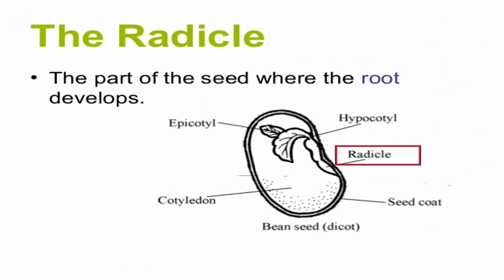Now, the second important part of the embryo is the radicle. The radicle is that part of the seed from where the root develops, or we can say it is the root tip of the plant. In this diagram you can see the cotyledon and the outer seed coat. This is the typical diagram of a bean seed, which is a dicot. You can see the radicle, which will grow downwards and give rise to the root.